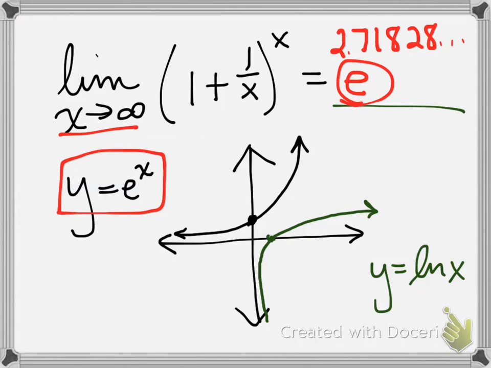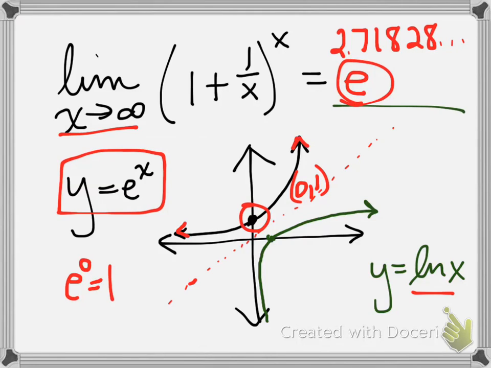And e to the x is a function that looks like this black curve here. The most important point is that it goes through 0, 1. That's really important to remember, and pretty obvious, because if you took e to the 0 power, you would get 1. Now you might remember that e to the x is the inverse of ln x. Ln x is the green curve.